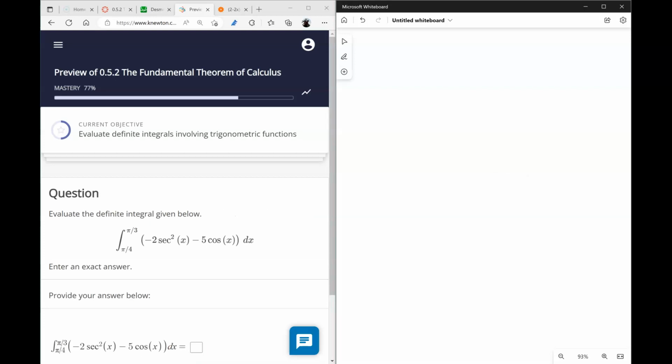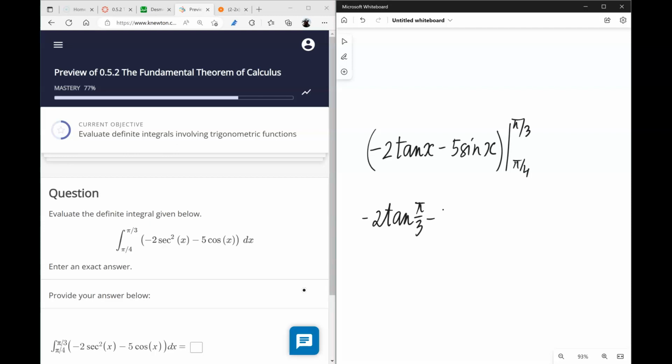We've done a problem like this before, so right away let's just evaluate it. So negative 2 tangent x minus 5 sine x evaluated at pi over 4 and pi over 3. So negative 2 tangent pi over 3 minus 5 sine of pi over 3. So here, the most important aspect is not to lose any signs.